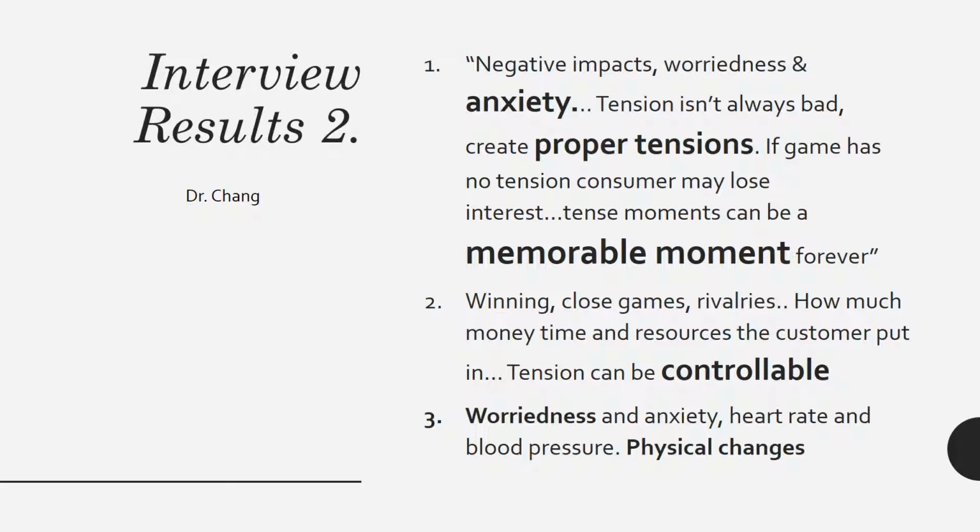And then our second question: winning tight contested games and feisty rivalries can bring out tension. And it impacts how much money, time, and resources the customers put in. But tension can be controlled. And a third and final answer is worriness and anxiety, heart rate, and blood pressure, which brings certain physical changes in our bodies.